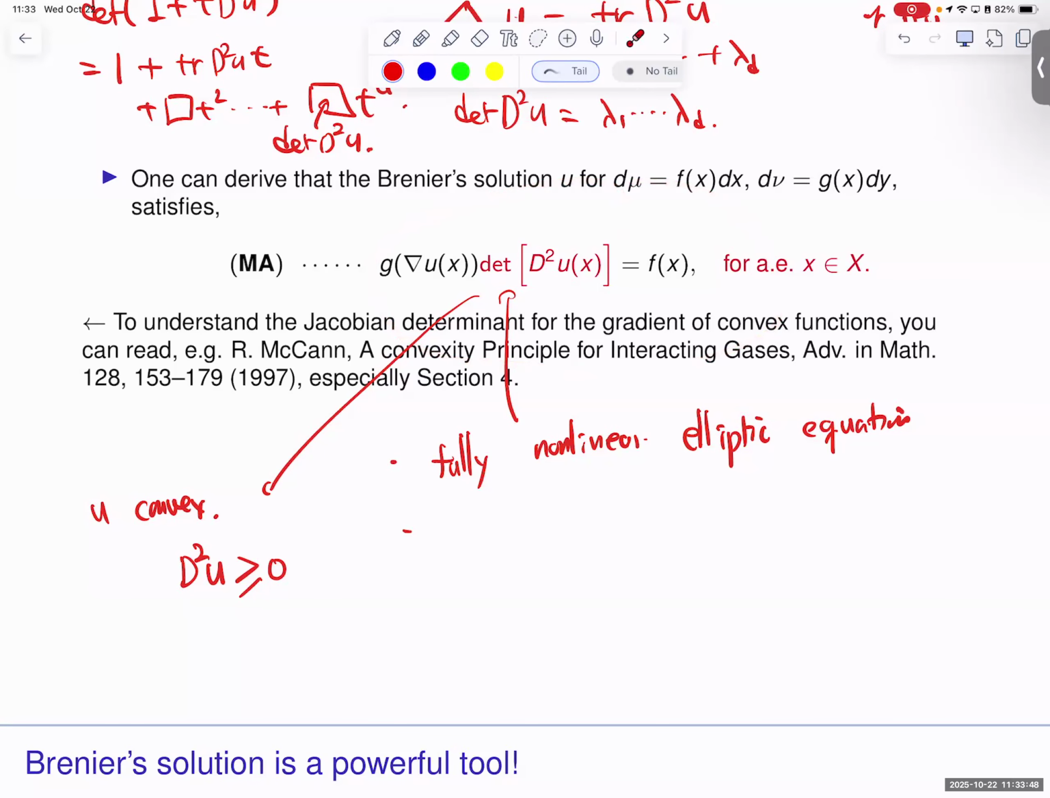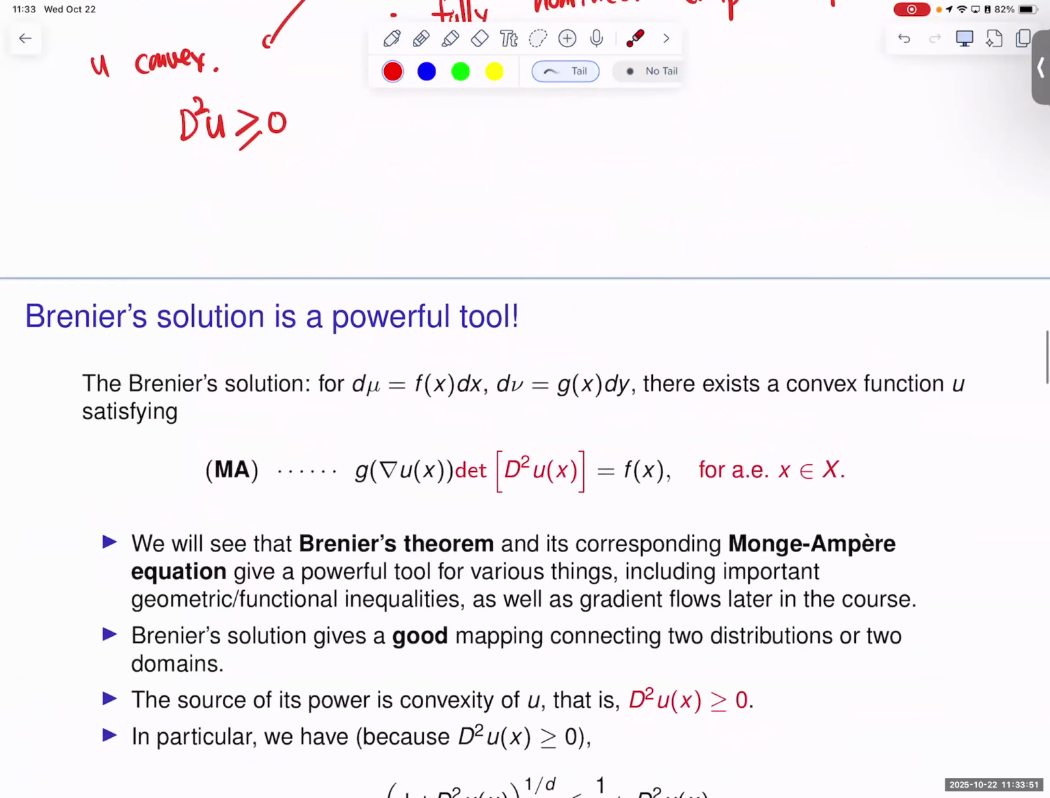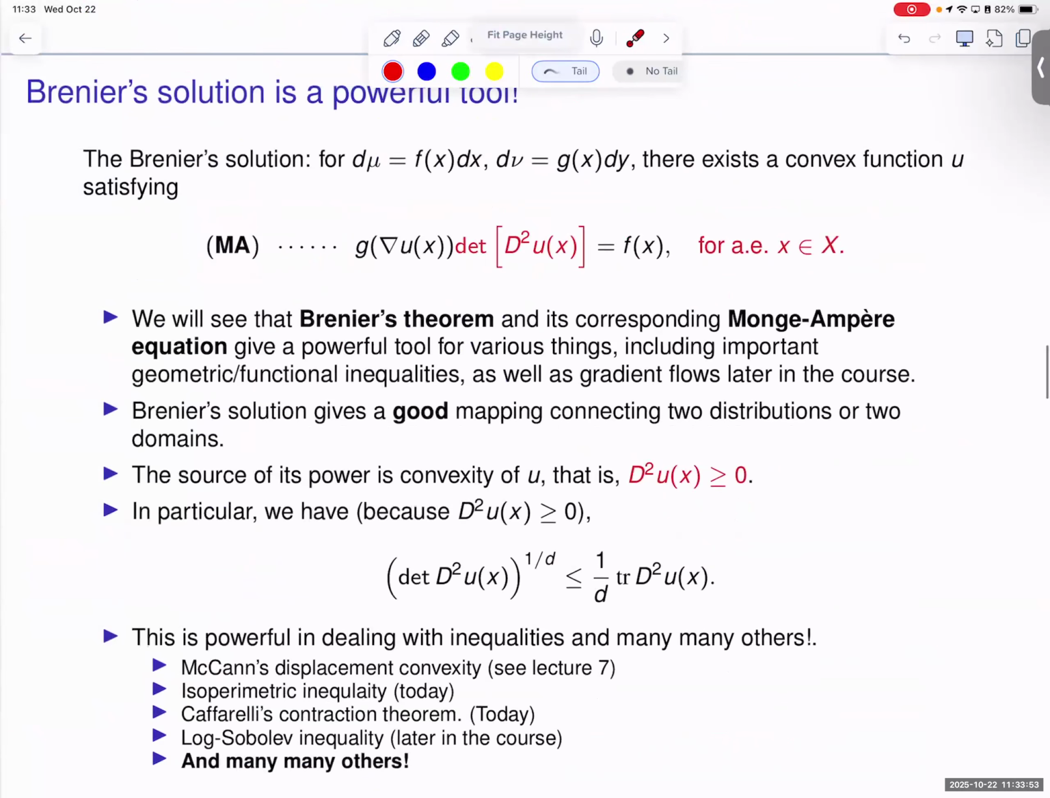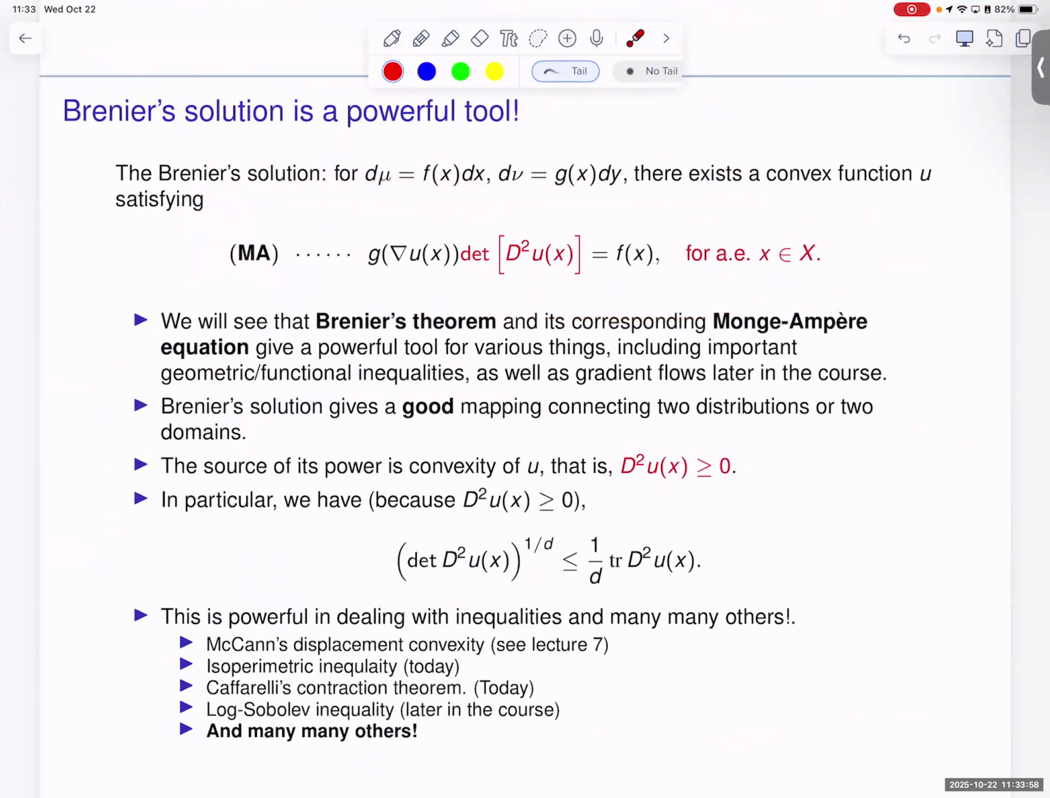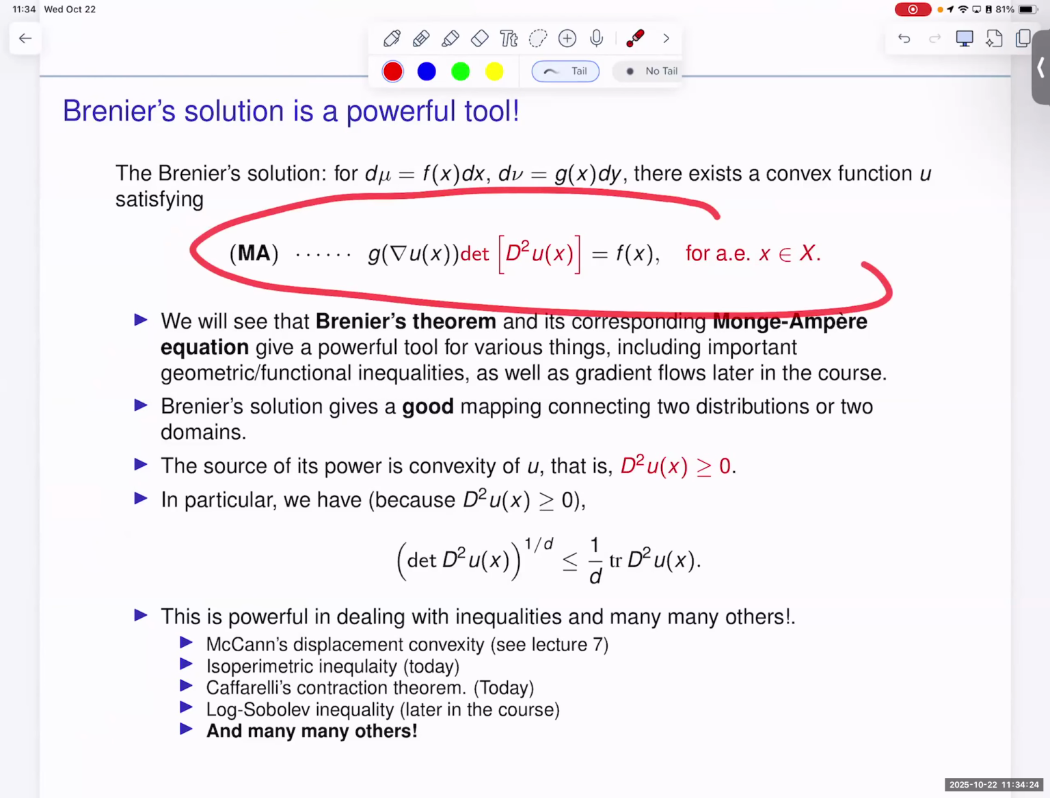Now we have this Monge-Ampère equation. Then you may wonder, so what's the point? Is it interesting? At least to me, it's interesting because it is a nice PDE. So if you like PDE, you may like it. But some of you may not like PDE, possibly. Still, I think you may like it if you see the nice consequences or applications of having this Monge-Ampère equation.